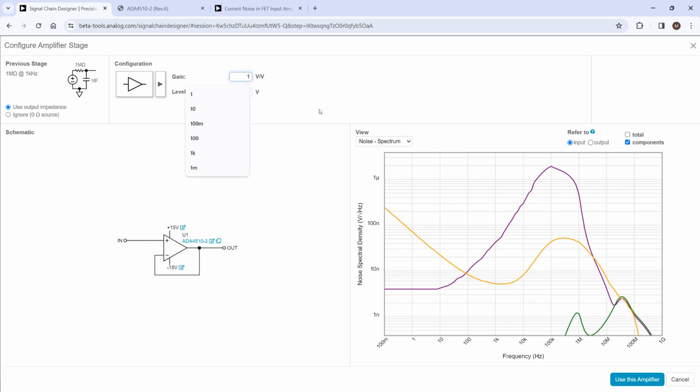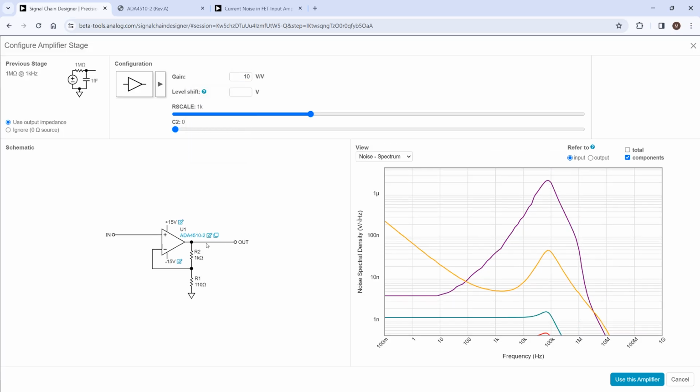Same thing if we had feedback resistors. That current is going to flow through this feedback resistor and is going to generate a voltage noise here as that current interacts through that resistor there.